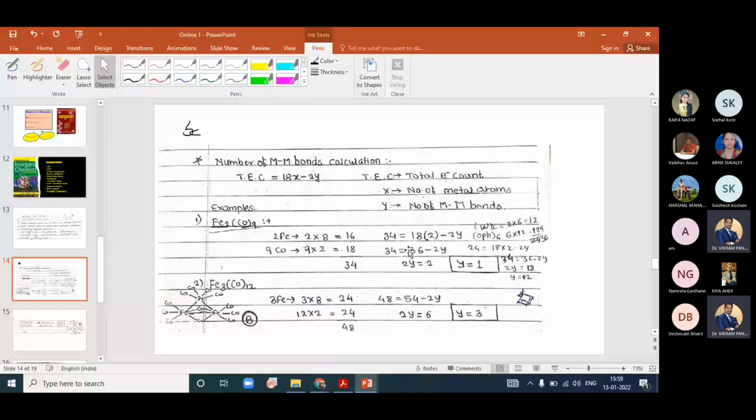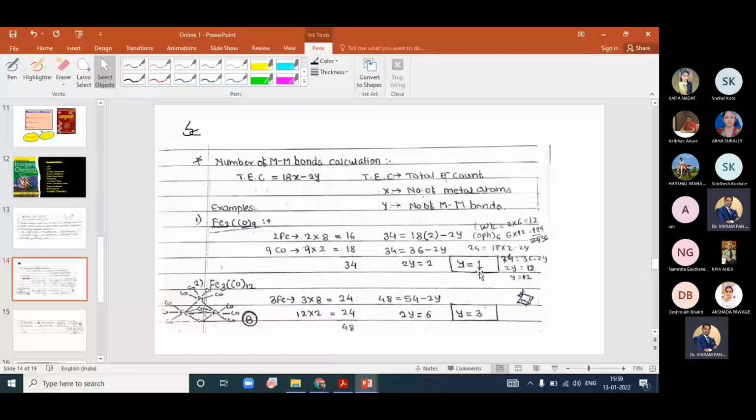And what do you have to find? You have to find the value of y. So how to find that value? y is equal to the number of metal bonds. So y is equal to 2 divided by 2. It will come as 1. Such types of species will be given, and you have to find the number of metal bonds.